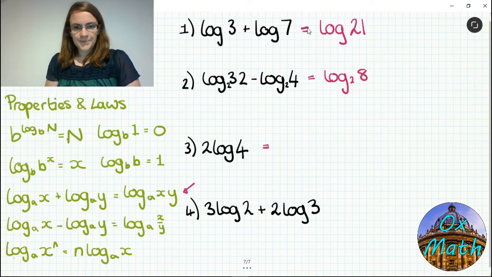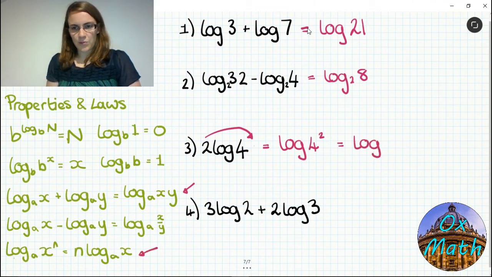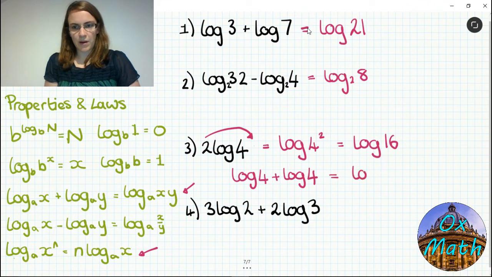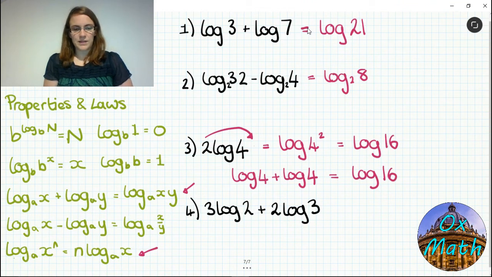2 log 4, remember if we've got a number in front, that is the same as if we had log of 4 squared. We can move the 2 up to a power using our last law down here. 4 squared is 4 times 4, which is 16. So 2 log 4 is the same as log 16. And just to double check, 2 log 4 is the same as log 4 plus log 4, 2 lots of log 4. And using our multiplication law, you can combine that into a single log by multiplying the numbers, and 4 times 4 is 16. So it gives us the same answer.